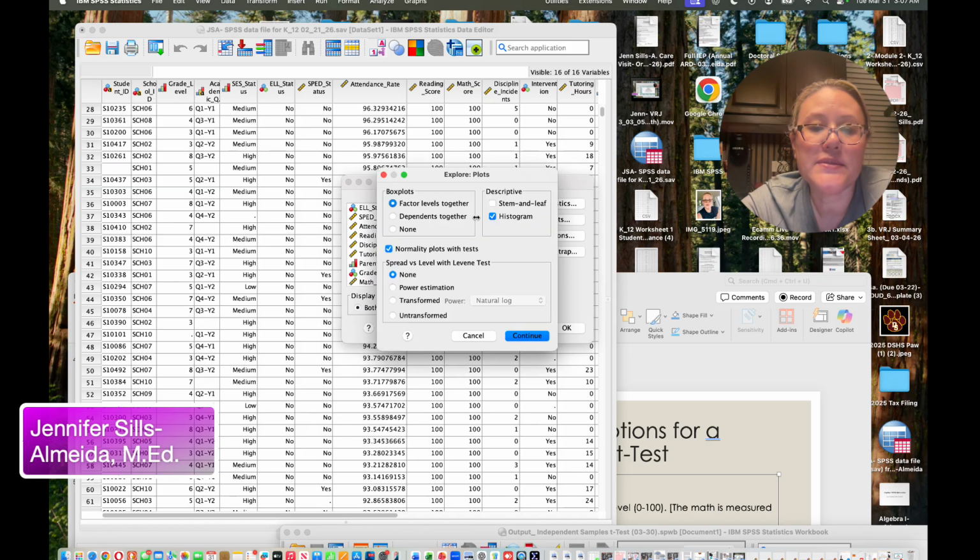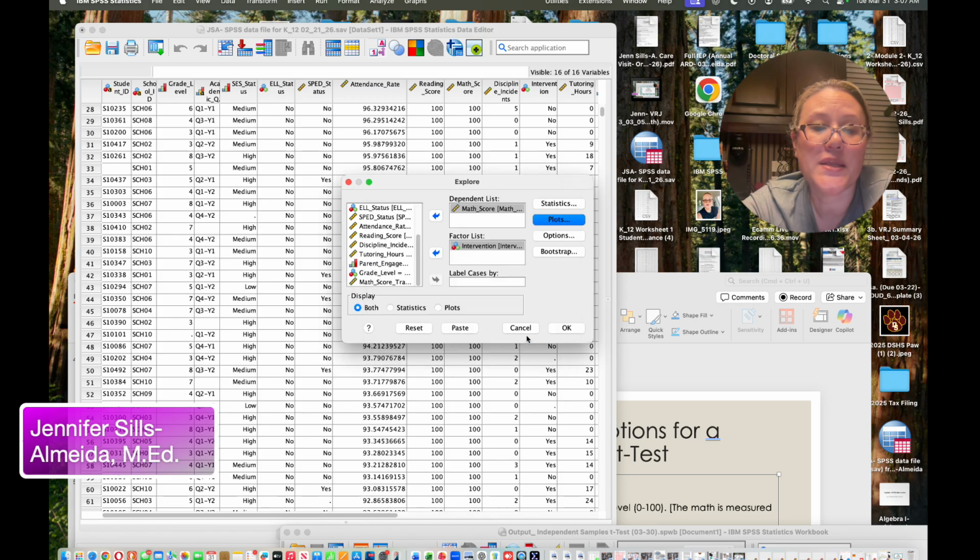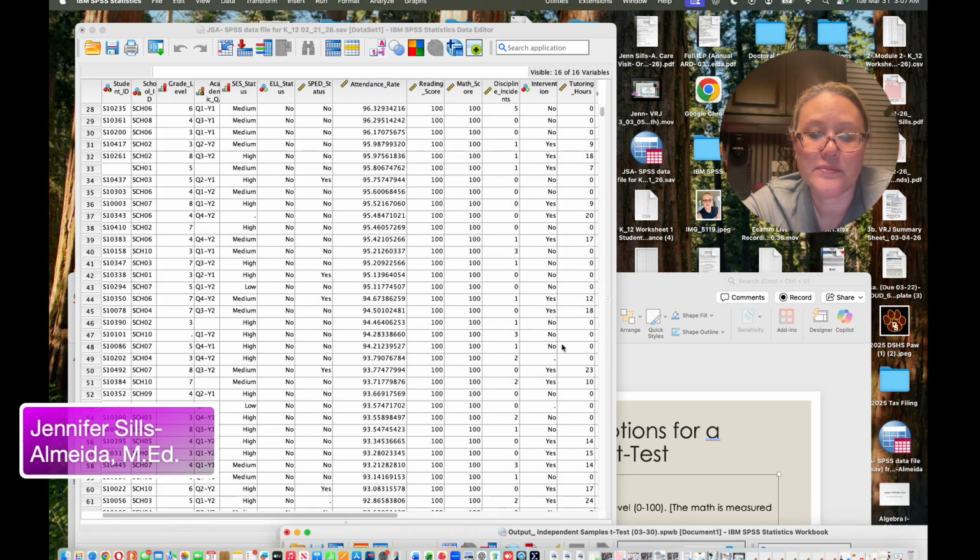Then we go to Plots. We have to do the histogram. We want to not use stem-and-leaf. We want to use histogram, and normality plots with tests is what we're doing, and factor levels together. We hit Continue. Then hit OK.